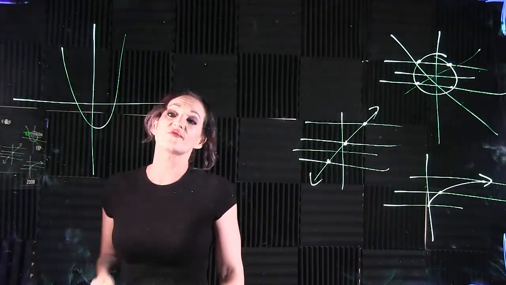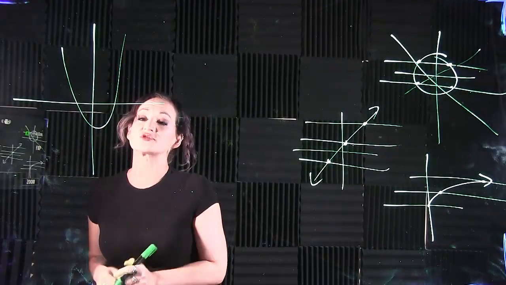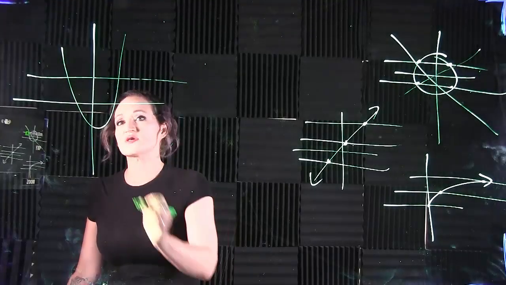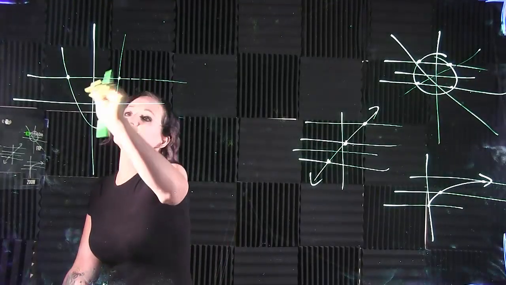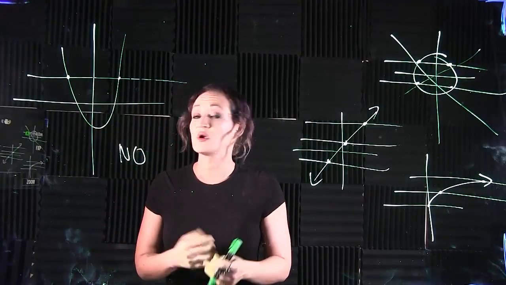Now over here, this is the graph that we're given. This is a parabola, a quadratic equation. We draw a horizontal line, we can automatically see it's going to hit at more than one point. So no, this function here does not have an inverse.